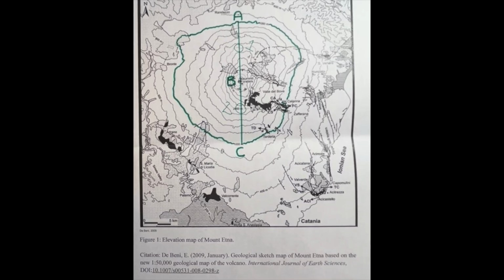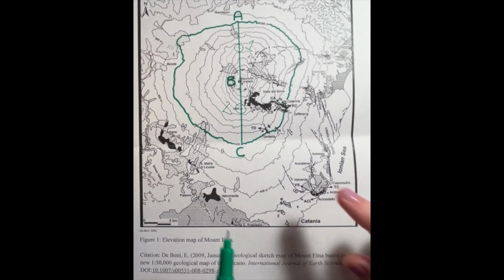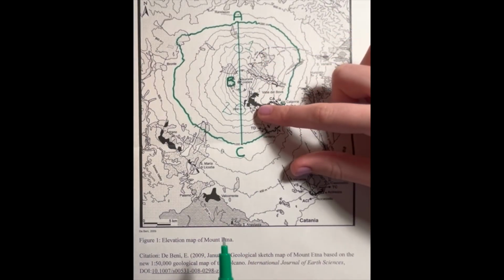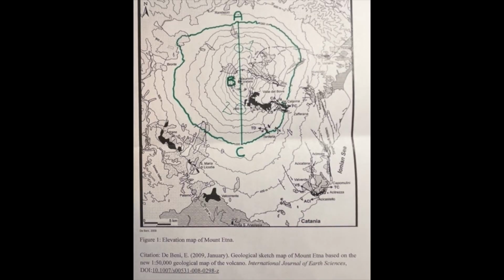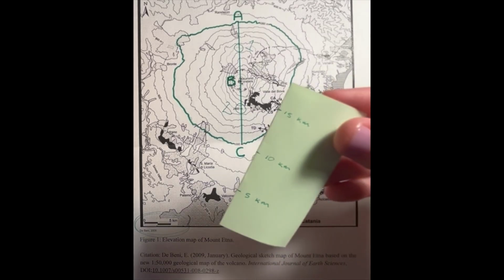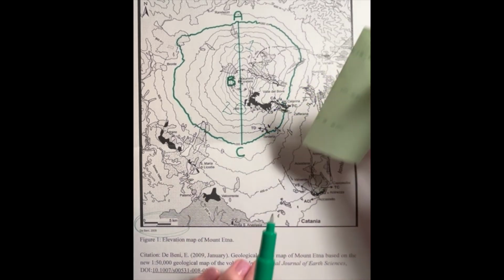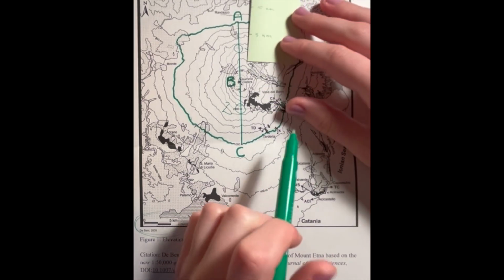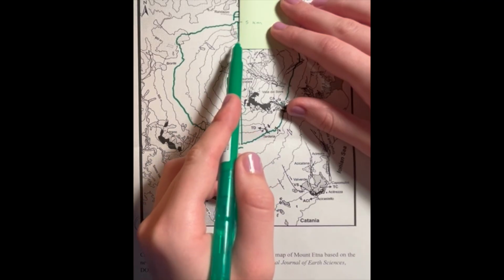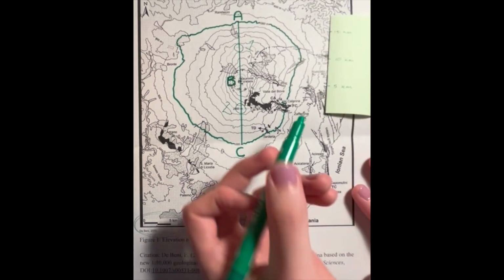Now that you have your transect line, you can begin finding points to go on your graph. So here I've identified 2 points, labeled 1 and 2. So using the key down here, I made a little post-it to help me measure. So from point A to point 1, it's 5 kilometers.